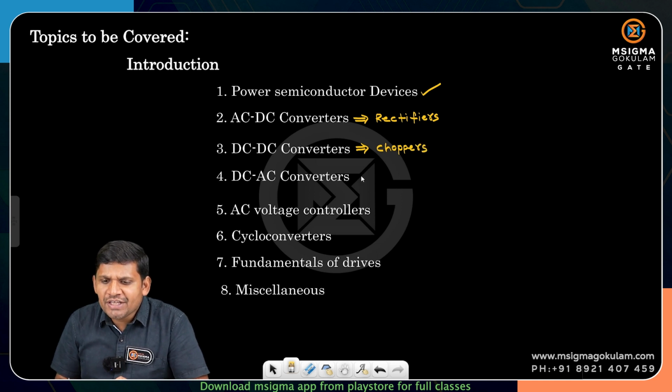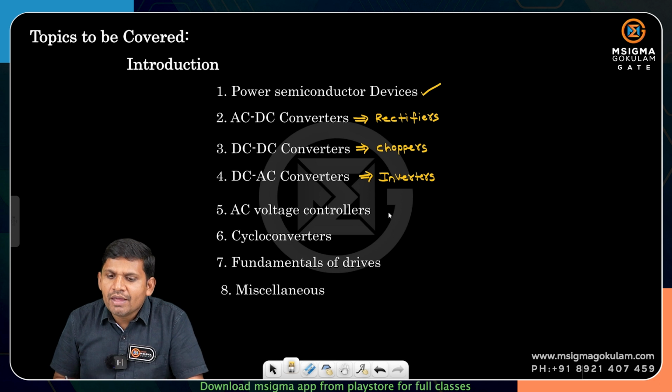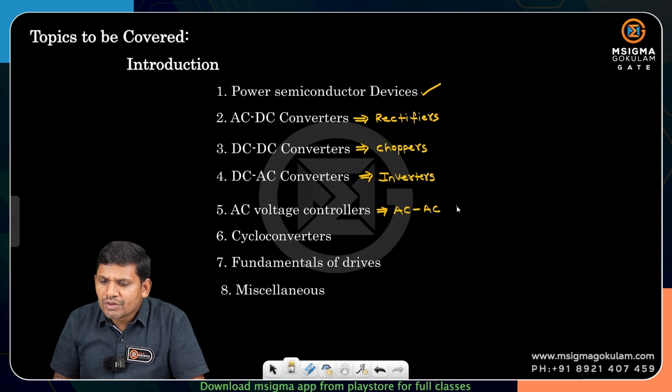Fourth chapter is DC to AC converters. In this, inverters will be covered. DC to AC converters are nothing but inverters. Then AC voltage controllers. These AC voltage controllers are also AC to AC converters, with voltage variable and frequency constant. In detail about this, later on we will see.